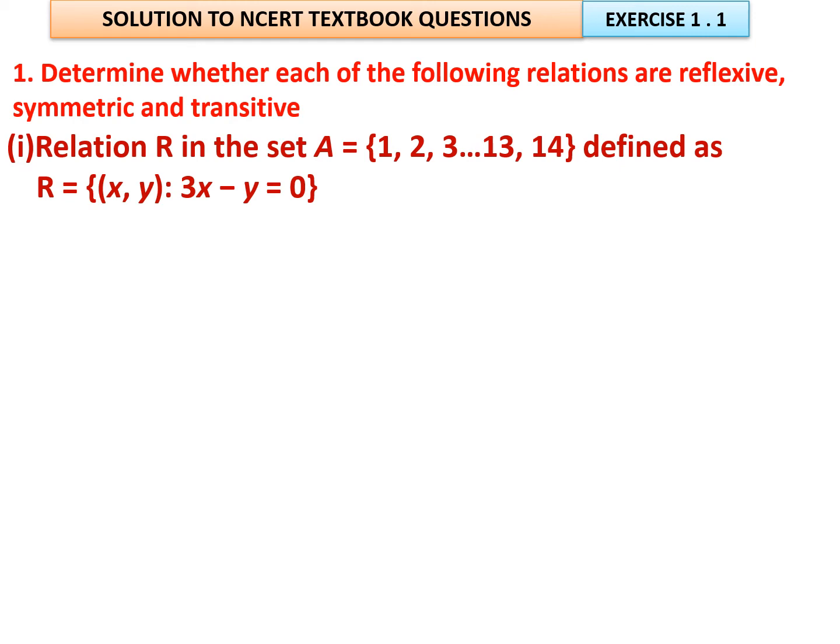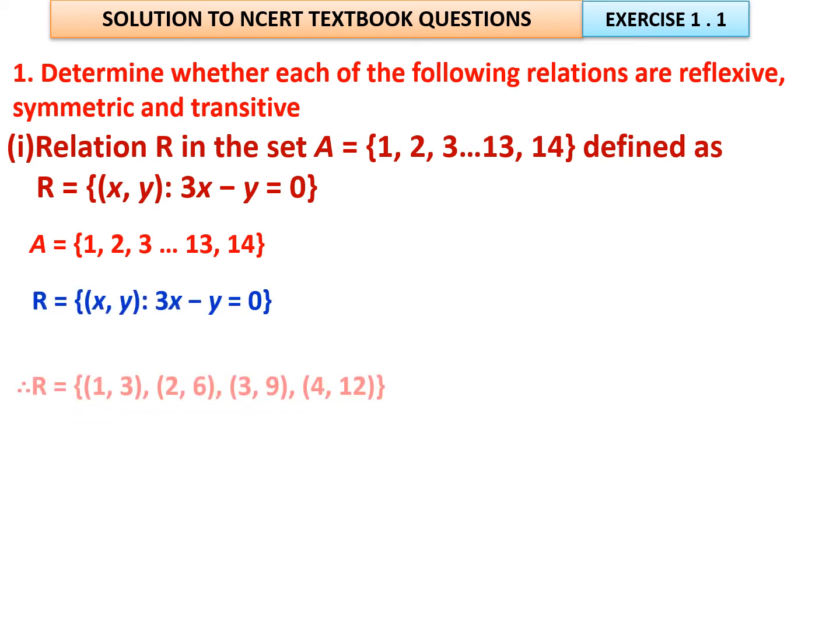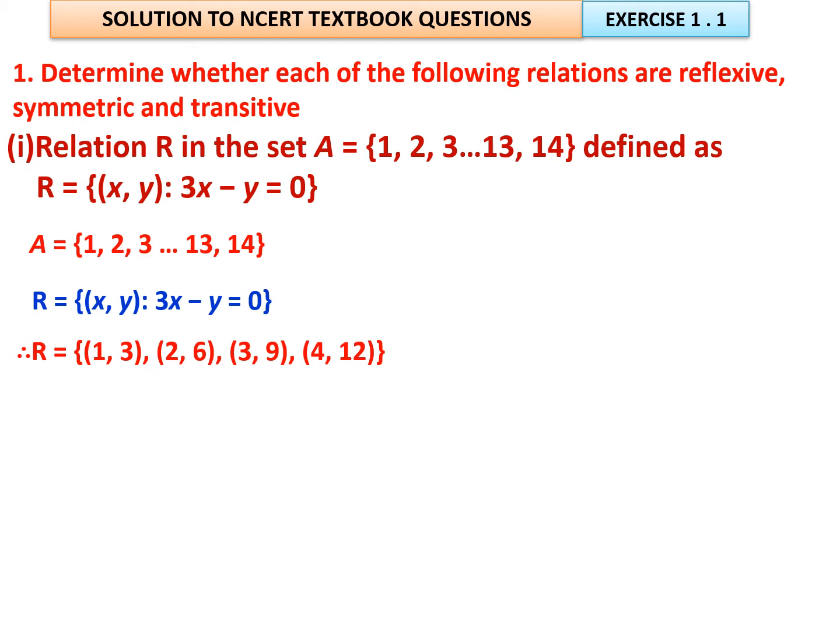Some numbers are given from 1 to 14, and 3x minus y is equal to 0 is the relation. This is actually a linear equation in two variables. The set of all numbers x and y from that set A satisfying this equation is to be taken. Therefore, 3x minus y is equal to 0, so y is equal to 3x. Therefore, the second number should be 3 times the first number.